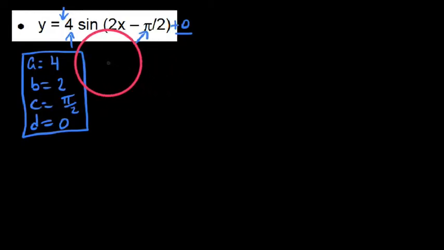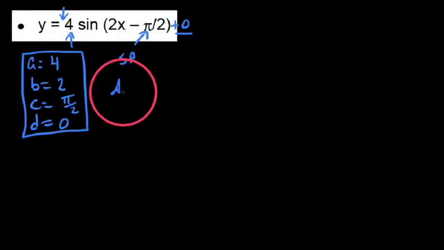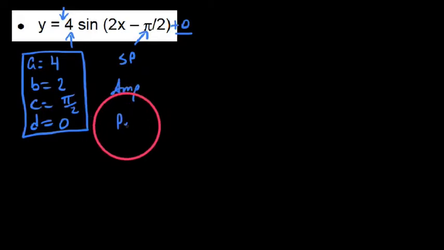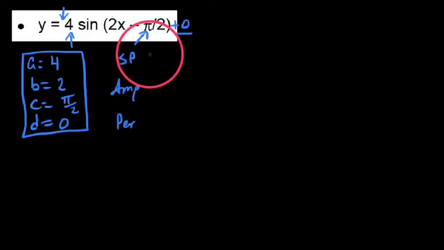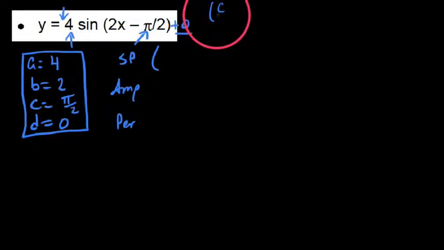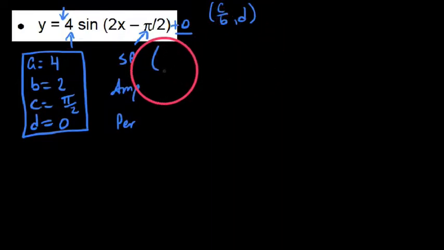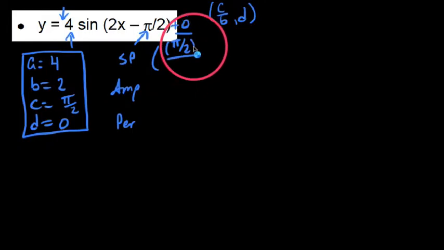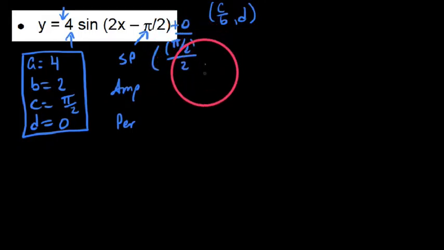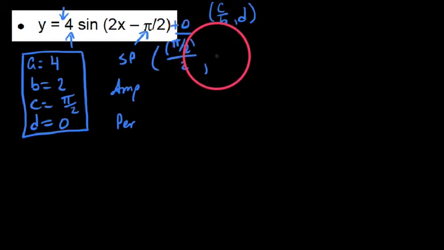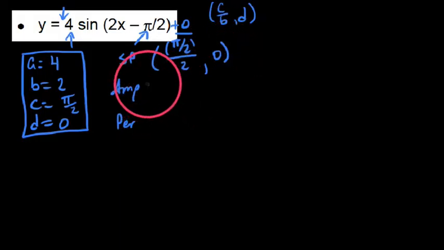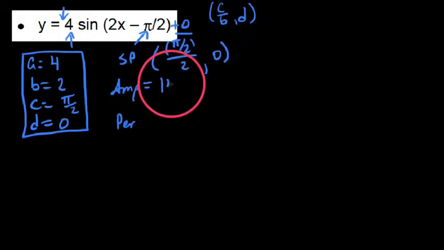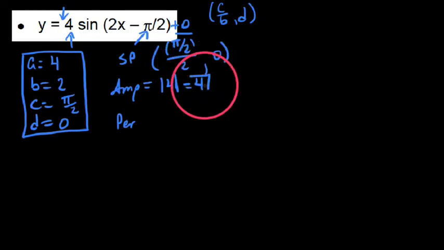So let's start with the 3 things that we want to know for every sine or cosine curve. Those would be the starting point, the amplitude, and the period. Starting with the starting point, recall that the starting point is equal to the point C over B comma D. We have our C value here, which is a positive pi halves over B. Now our B value being 2, we're going to have to split our pi halves in half. And our D value here, the nice thing is that it's just 0. Now with respect to amplitude, amplitude is the absolute value of our A value. Because we have an absolute value of 4, we have an amplitude of 4.